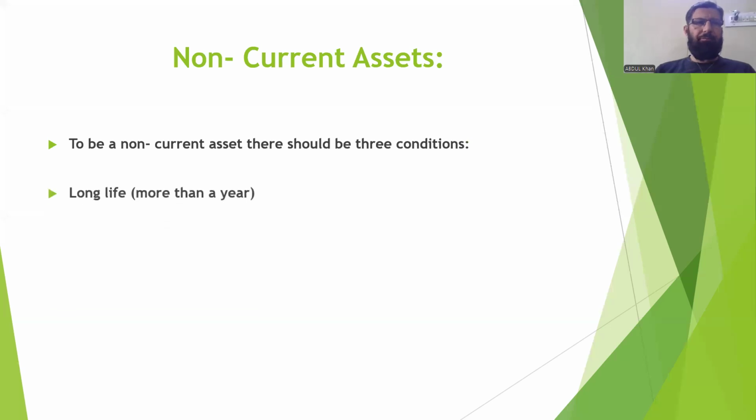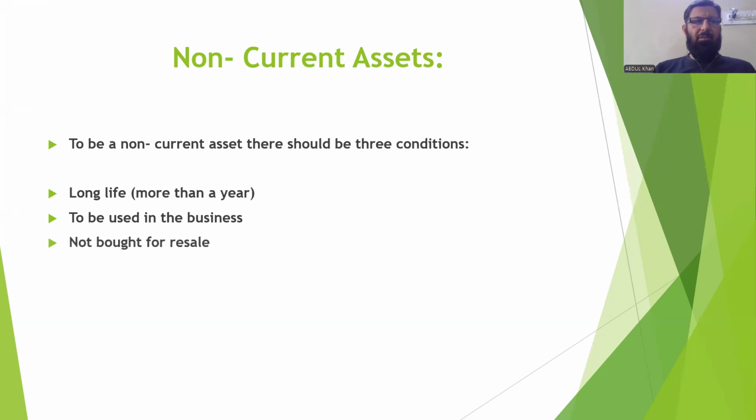Number one, the asset has to be long life. Long life means more than a year. If it is less than a year, it is not a fixed asset. And the second condition is that the asset has to be used in the business. If any asset, even if it is a long life, is for sale, it is not considered a fixed asset. It is considered a current asset, that is inventory.